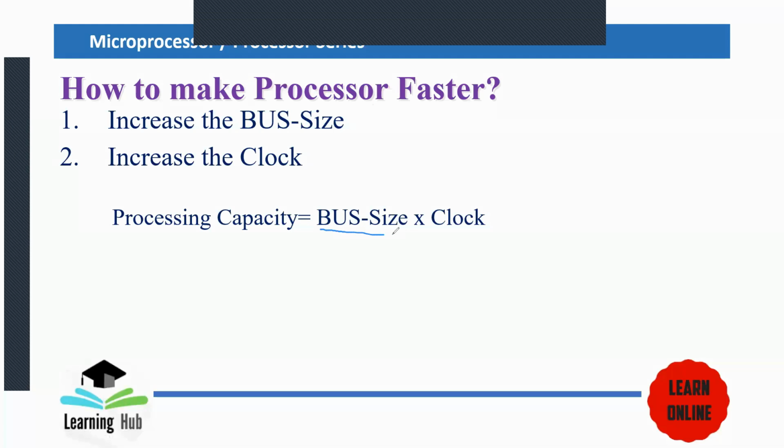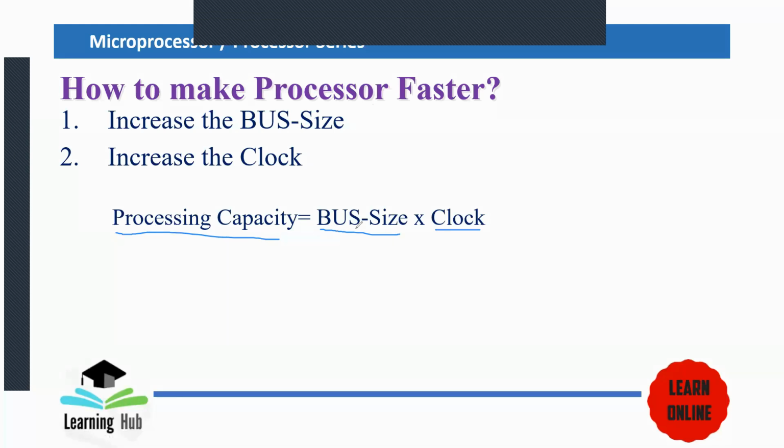So if you increase the bus size, that means you're increasing the number of bits. Of course, it will increase the number of bits processed by the processor in 1 second. And the second thing you are increasing is the clock, so of course you are feeding more cycles. That means more bits processing in each cycle. That means increasing the processing capacity, or making the processor faster.